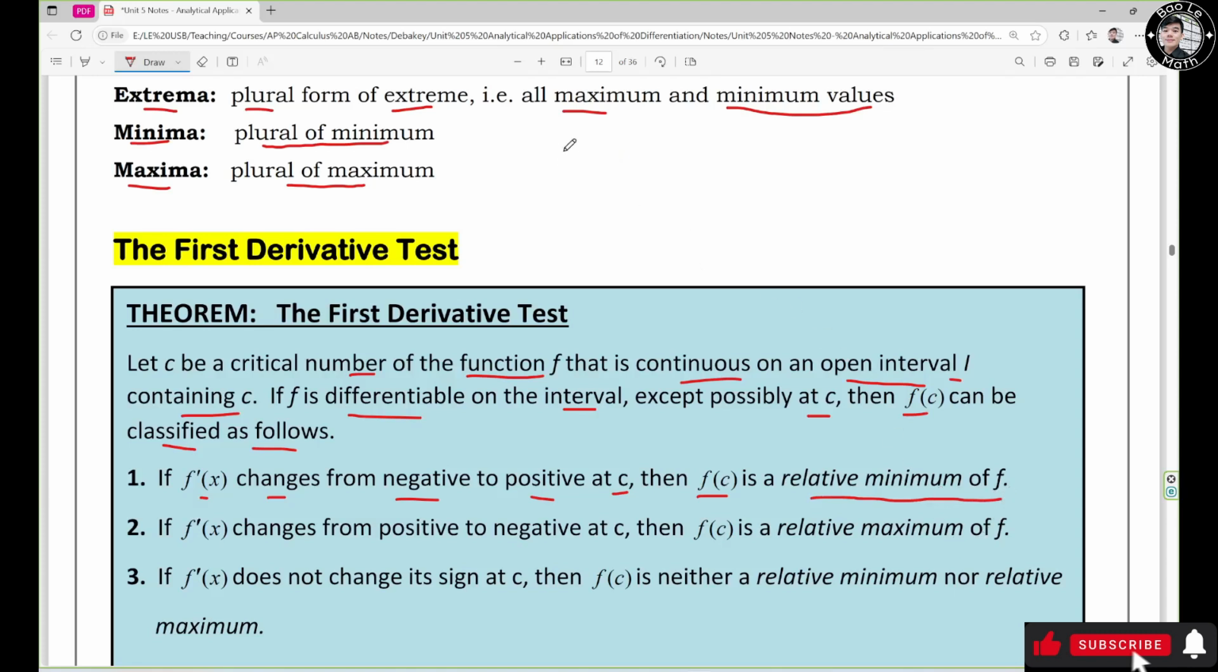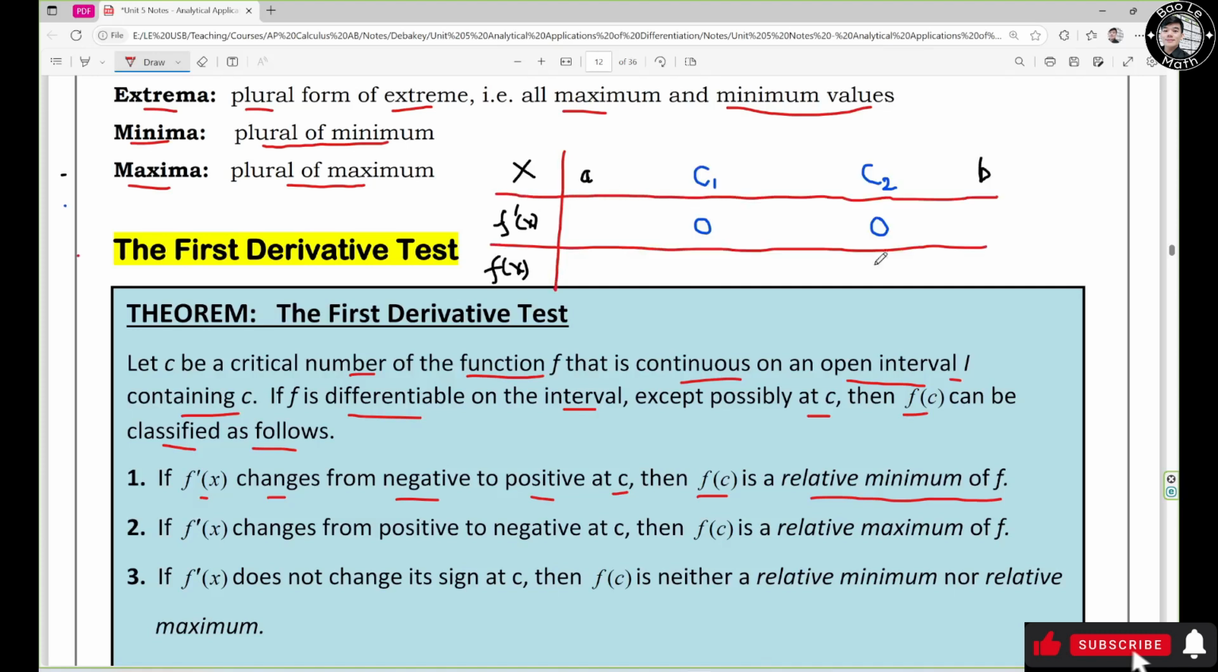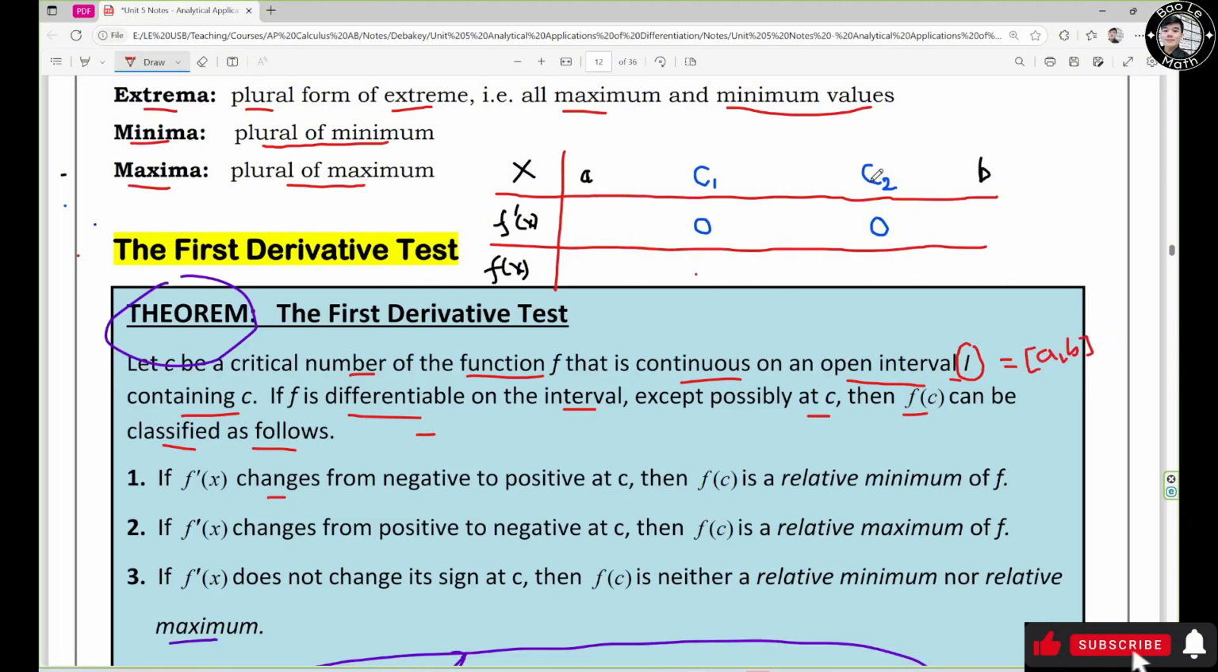Alright, so you're going to sketch the diagram like this. Suppose the interval I is (a, b), and c1, c2 are inside the interval (a, b). And suppose the function f prime of x changes sign from negative to positive at c1, which is the first one right here. I call this c1 and f(c1). And from positive to negative at c2, which is the second case right here, and this one is f(c2).